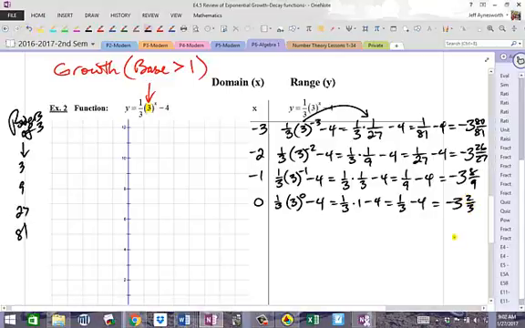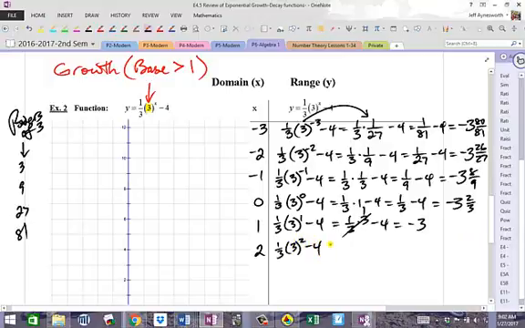And when x is 1, we have 1/3 times 3 to the first power minus 4, which is just 1/3 times 3 minus 4. 3 divided by 3 is 1. 1 minus 4 is negative 3. When x is 2, we have 1/3 times 3 squared minus 4. So 1/3 times 9 minus 4. Let's simplify. 1/3 of 9 is 3. 3 minus 4 is -1. So you have -1 here.